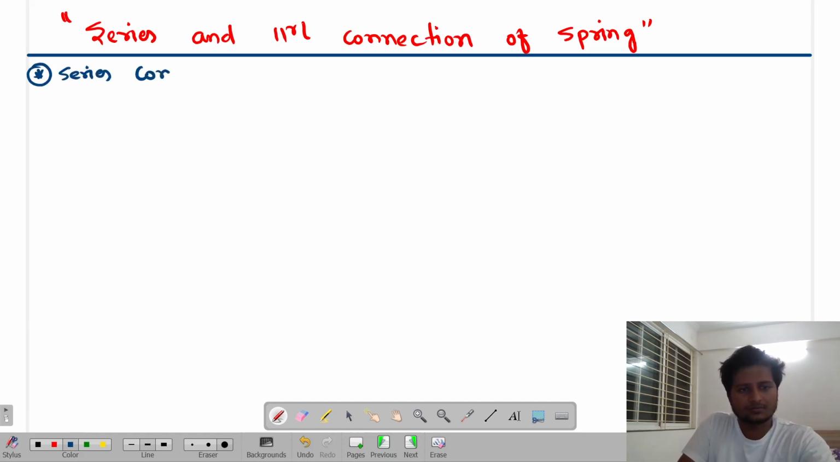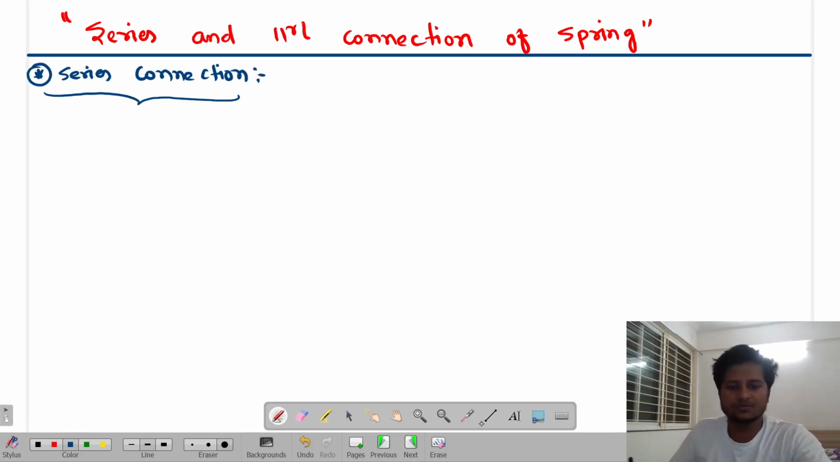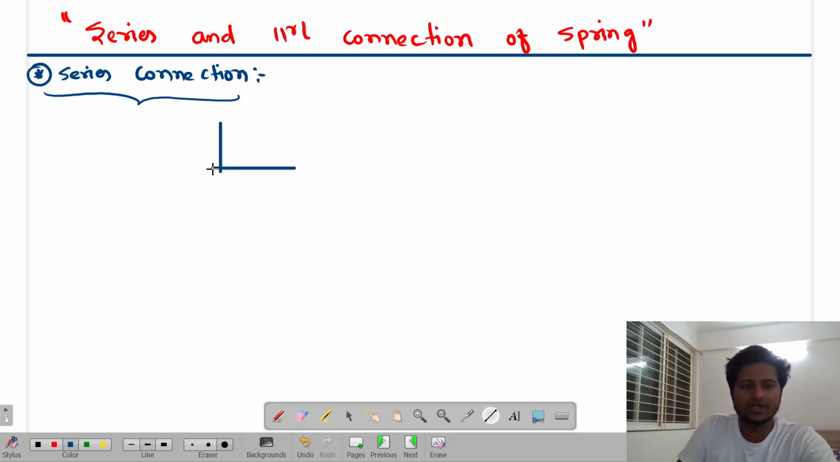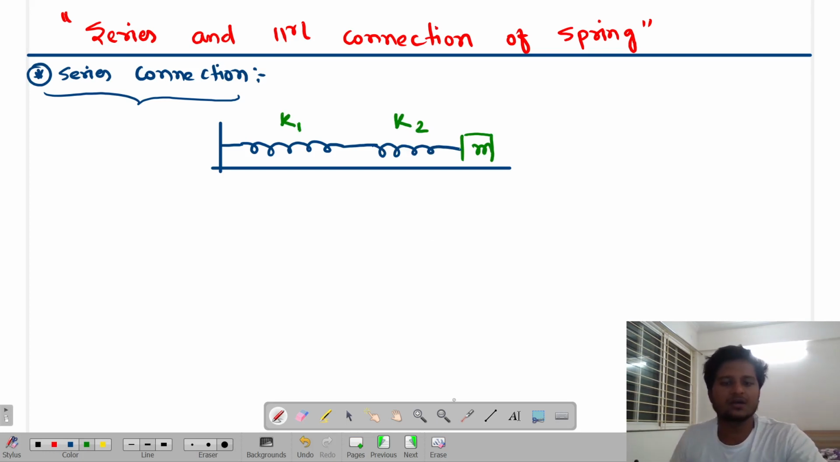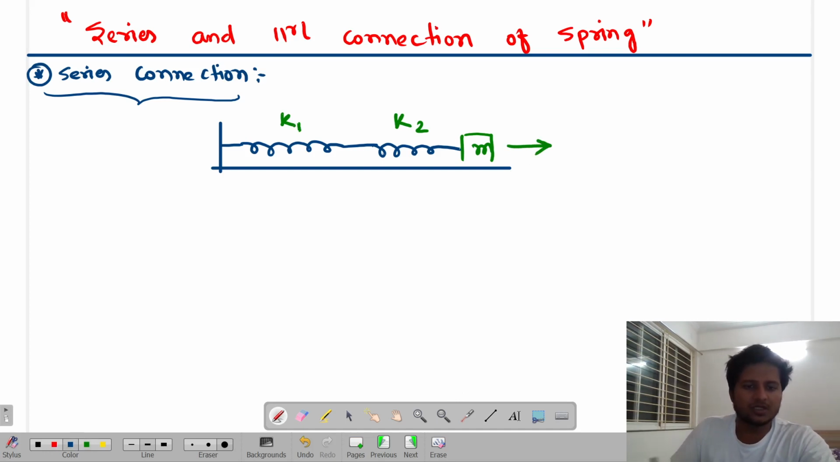Let us see some series connections. Suppose I have a spring, and with this I attach another spring, and with this I attach a block of mass m. This one has spring constant K2, and this one has spring constant K1. Now if I expand it, there will be two spring forces present over here. The most important thing is that I consider this as my reference point.